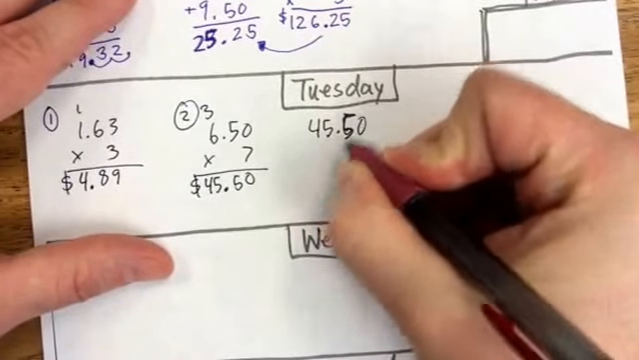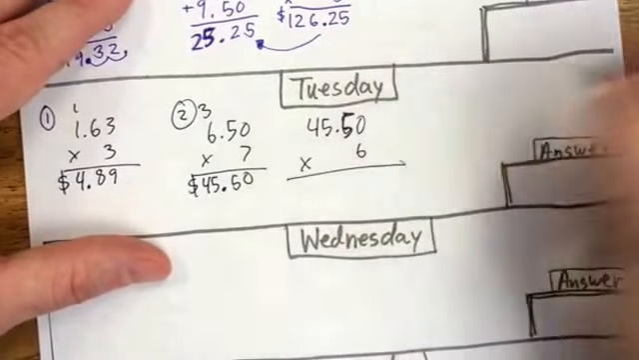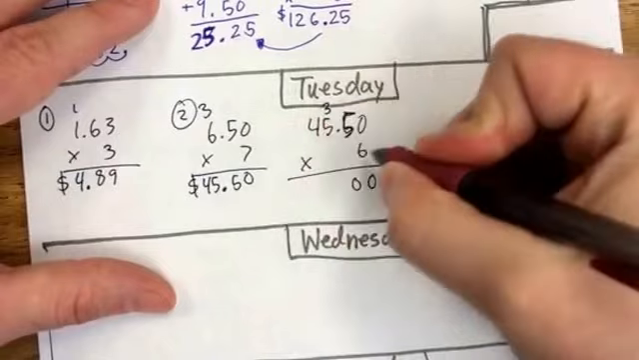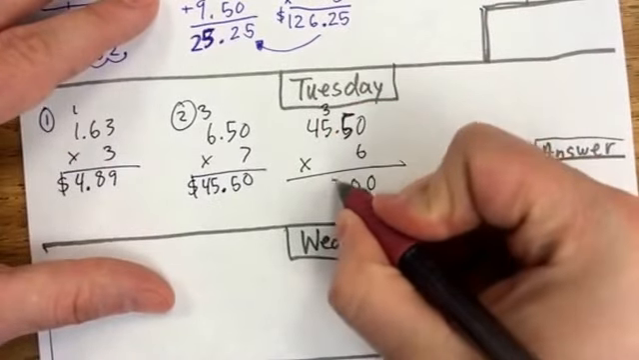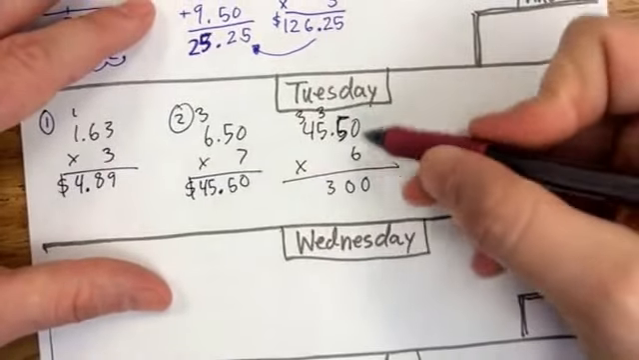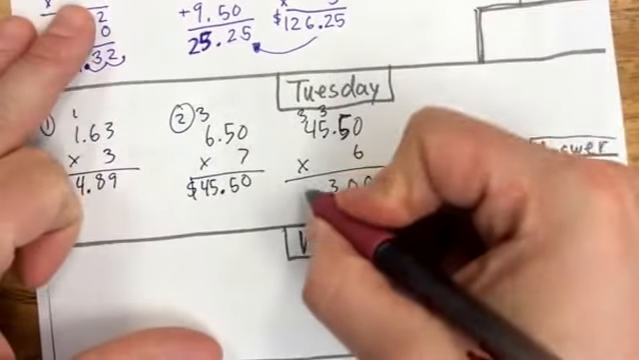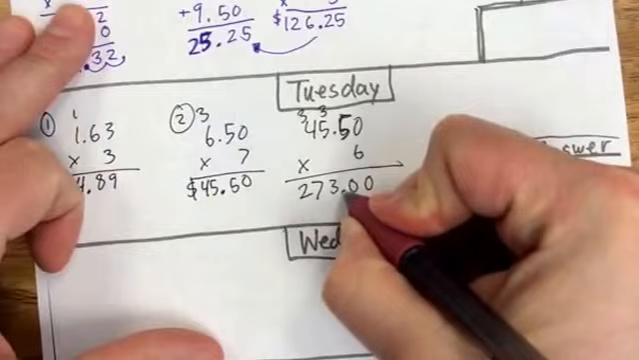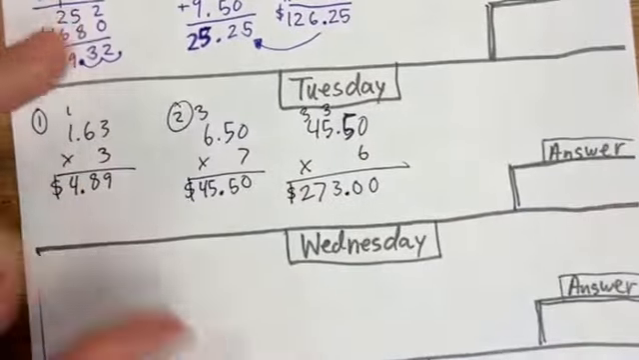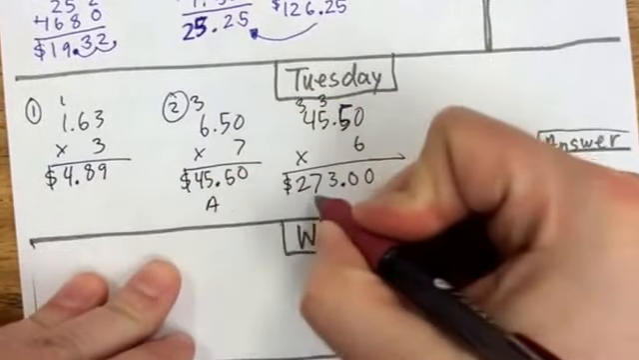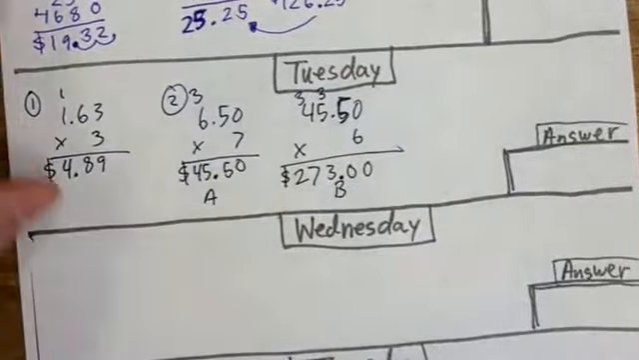$45.50, times 6. And 6 times 0 is 0. 6 times 5 is 30. 6 times 5 is 30, plus 3 is 33. 6 times 4 is 24, 25, 26, 27. She would have $273. Okay, so that's part A and that's part B. That's the second part. And we've got all of our answers there.